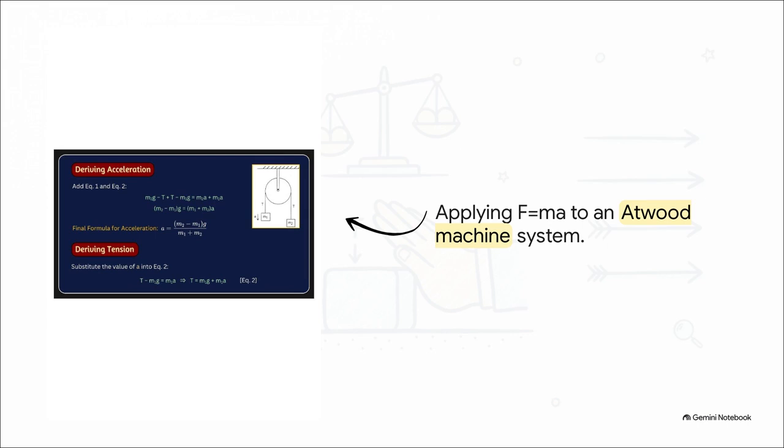Through a simple mathematical substitution, we can calculate the exact acceleration of the entire moving system, as well as the exact tension pulling taut on that string. It's just amazing. It's Newton's laws perfectly and reliably predicting a complex real-world mechanism before it even moves.